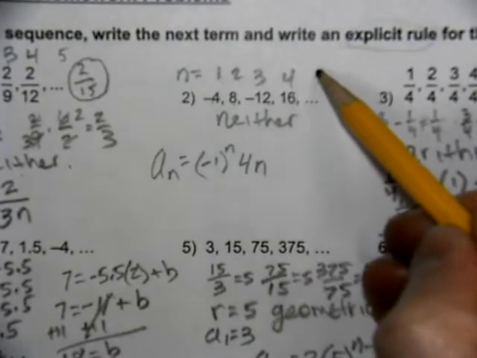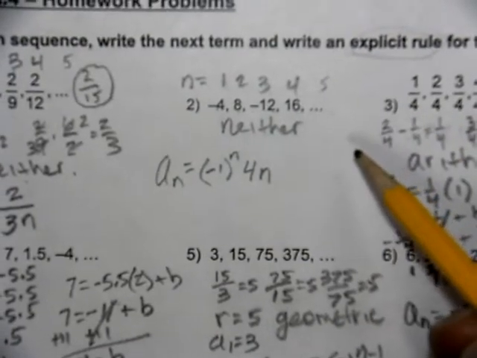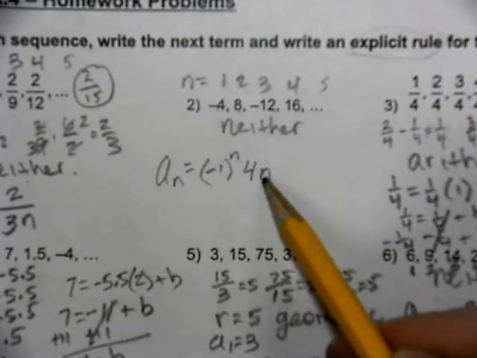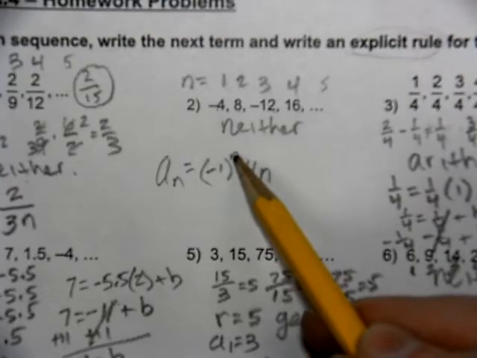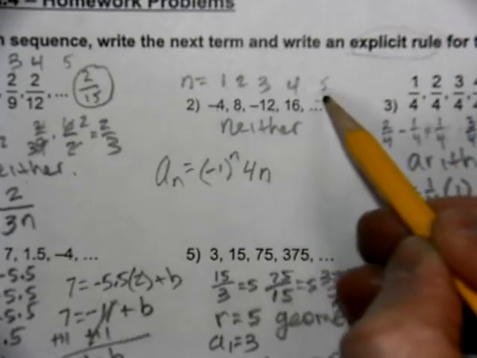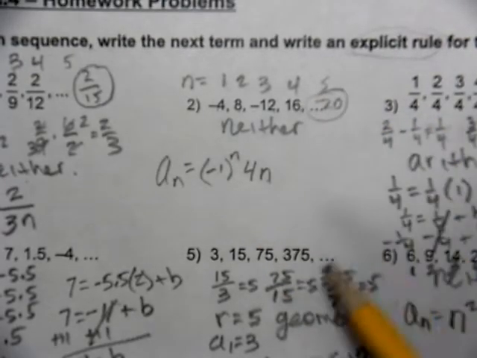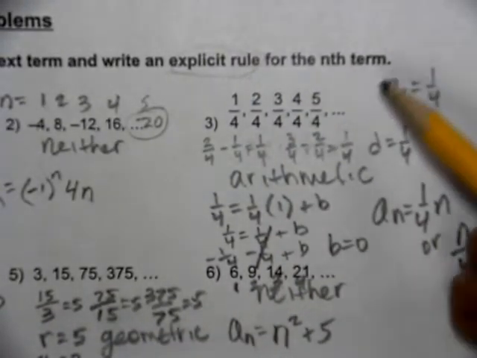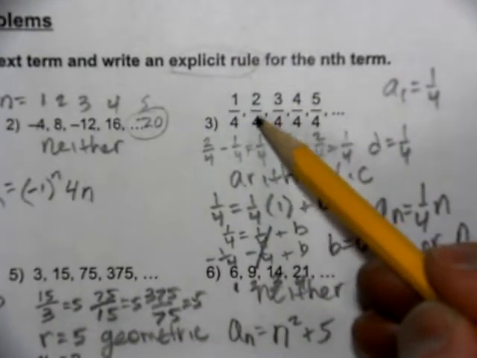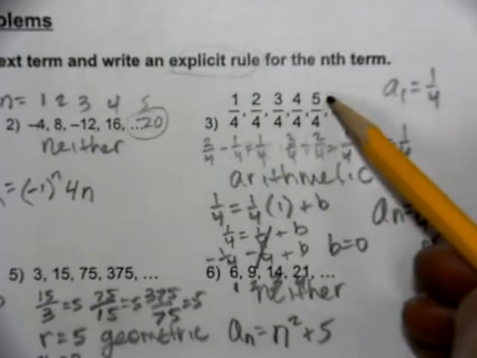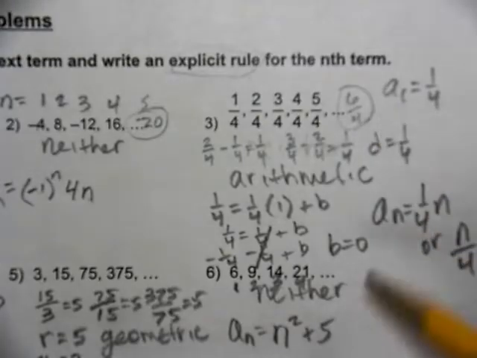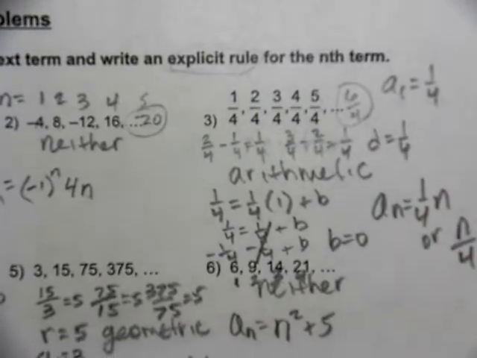Here, if we were working with the 5, we would have 4 times 5, which is 20. And when you have a 5, it'll be negative, so negative 20. One over 4, 2 over 4, all the way up to 6 over 4. That would be our next term.